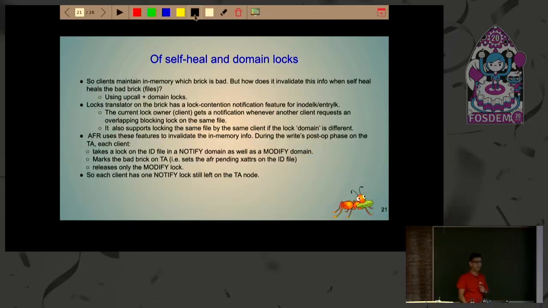When the first failure happens while writing from a client, during the post-op phase, AFR takes two locks, one in the notify domain, another one in the modify domain. Then it marks on the thin arbiter saying that this brick is good and this brick is bad. After doing the marking, it releases only one lock, which is in the modify domain. So the notify domain lock still resides in the thin arbiter. For every client that is connected to the Thin Arbiter, you have a bunch of notify domain locks residing in the brick process. How that is used is what we'll see.